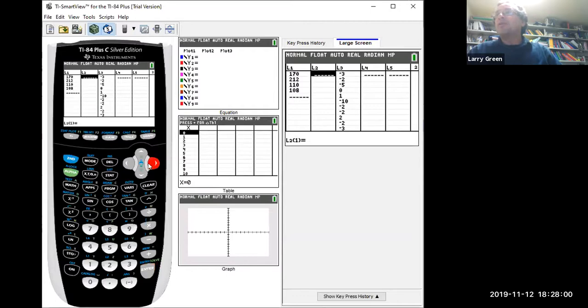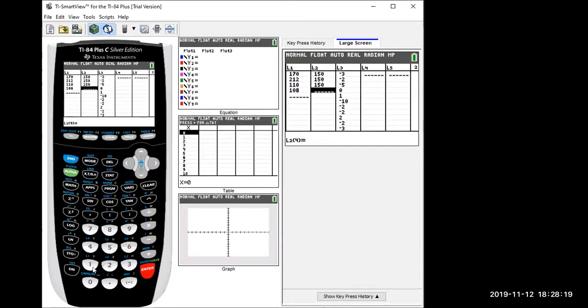In L2, I'm going to be putting in the expected values. The expected values are 150 all along. So 150, 150, 150, and 150. Any questions on that?